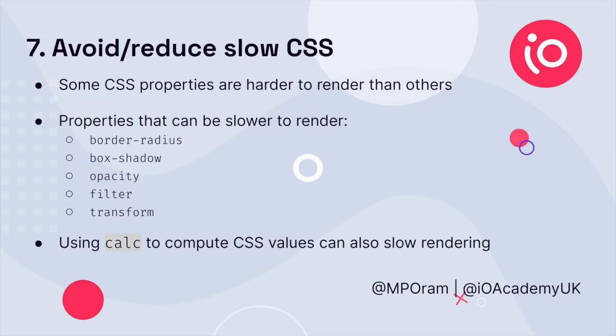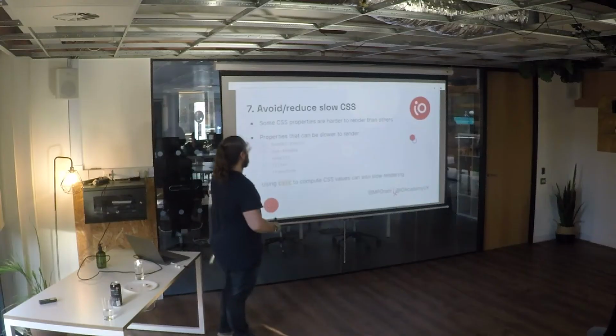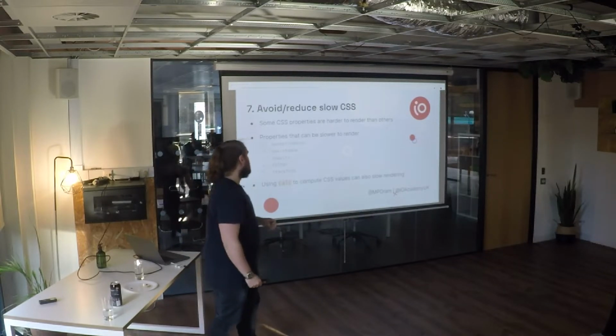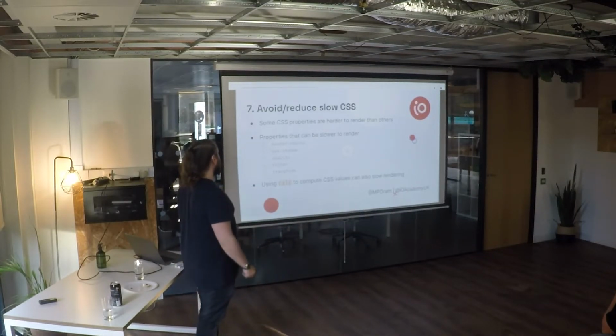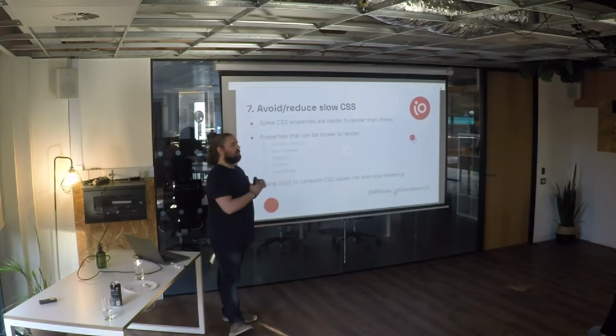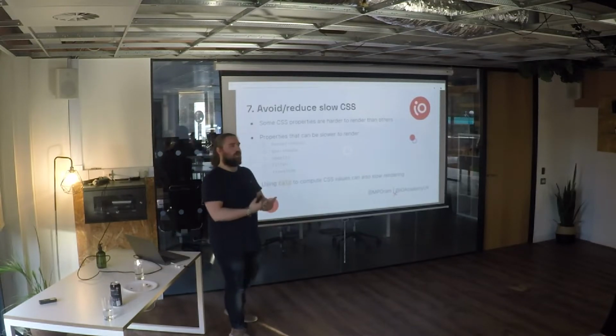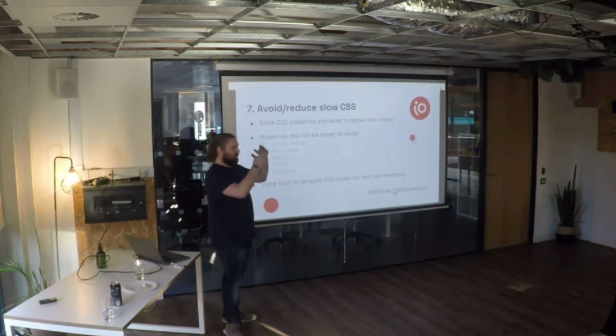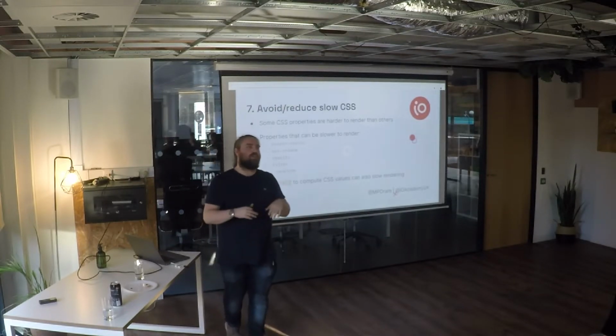Cool, good. Number 7. Let's avoid or reduce how much slow CSS we write. There are certain CSS properties that are harder to render than others. Some of them you can't avoid, but the ones here generally you can. Things like border radius, basically anything that requires layers or semi-transparency or opacity or gradient is generally the rule of thumb. So border radius is obviously the rounded corners you can put on stuff.